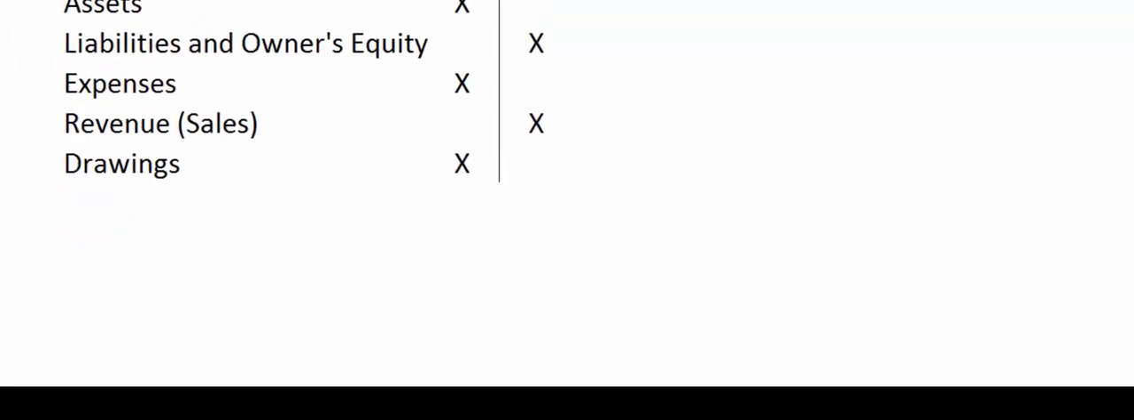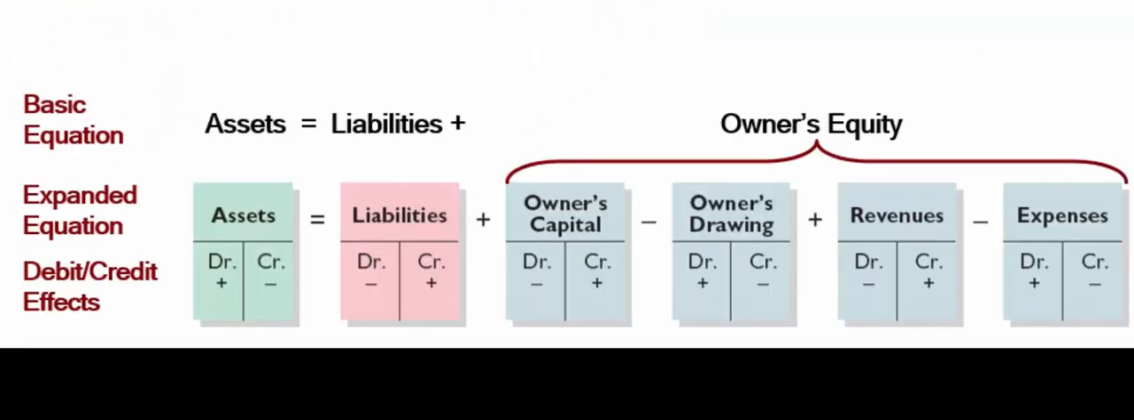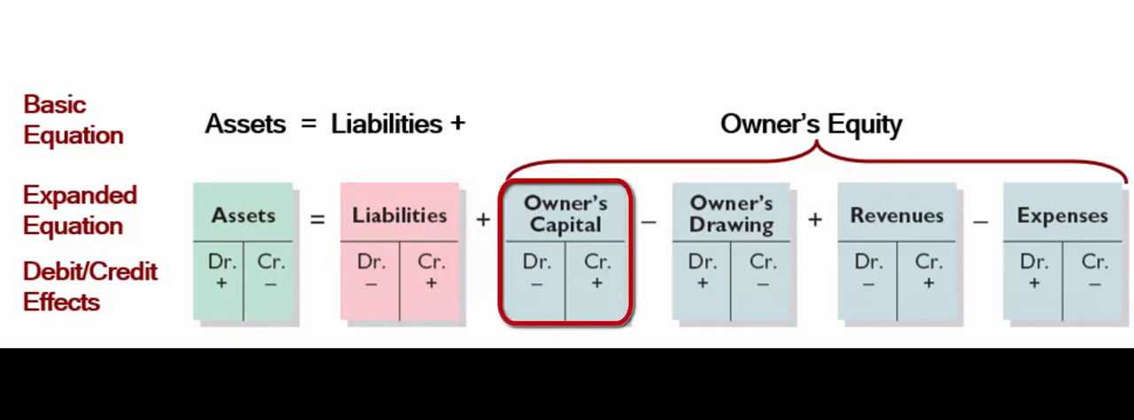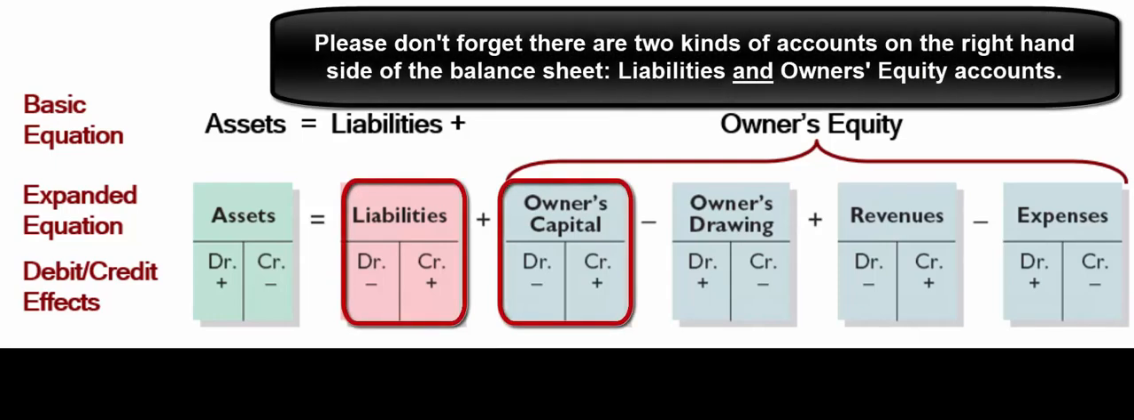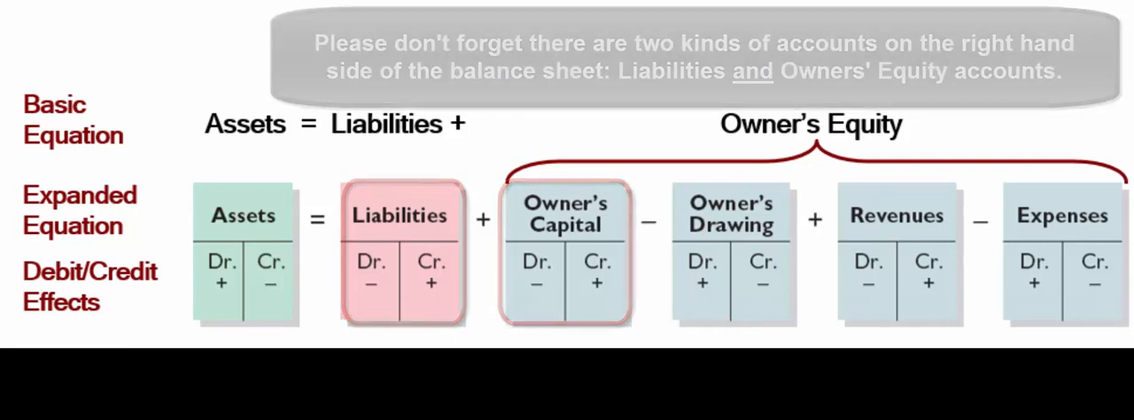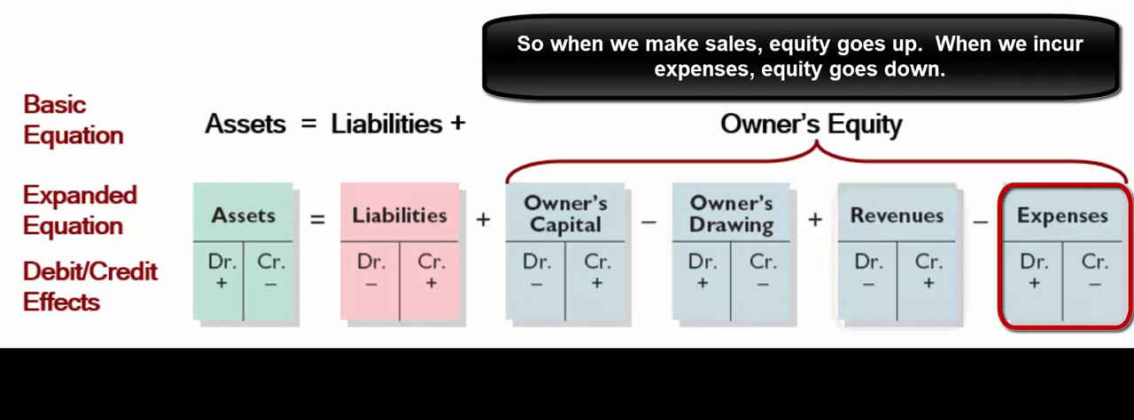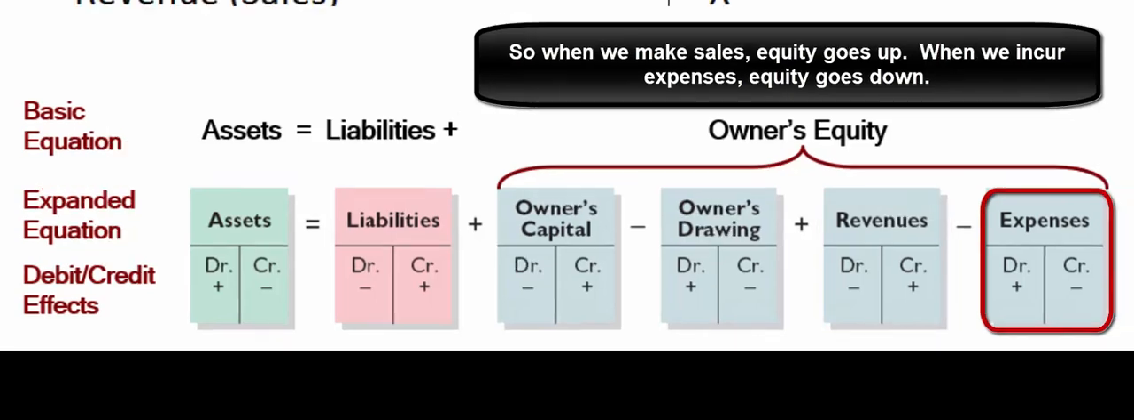Or you can look at the way the book looks at it. The book has the accounting equation laid out and reminds us that assets increase with debits and decrease with credits. Liabilities increase with credits and decrease with debits. And basically, owner's equity increases with credits and decreases with debits. So both types of accounts on the right-hand side of the balance sheet increase with credits and decrease with debits. And more specifically, the owner's equity account increases with revenue accounts, which are recorded with credits, and decreases with expenses, which are recorded with debits.